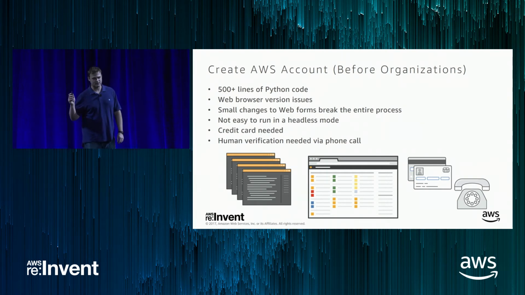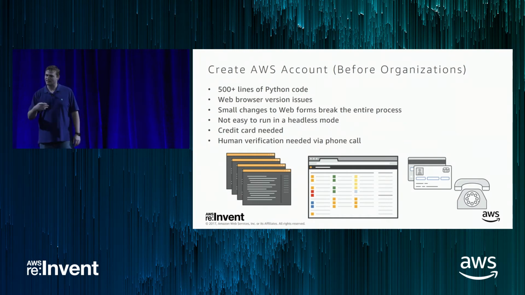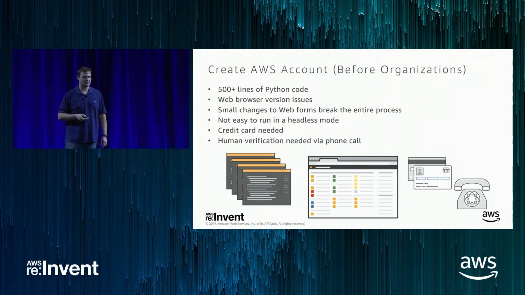Like I was talking about, before Organizations came out, it was a Python script using Selenium. It was over 500 lines of code. I constantly had issues with it, and that's probably my poor coding plus some other things. But web browser version issues were always an issue. If I upgraded Firefox, it blew up in my face. If there were ever any small changes to the web form that Amazon used for the account creation, it all blew up and I had to go fix it.